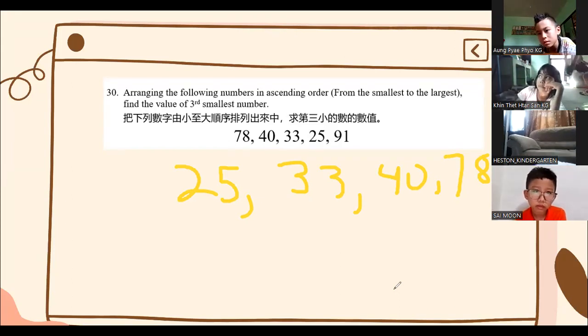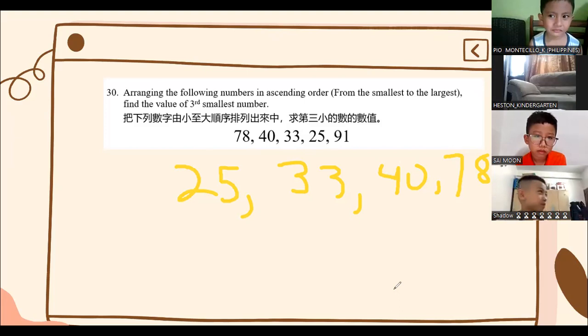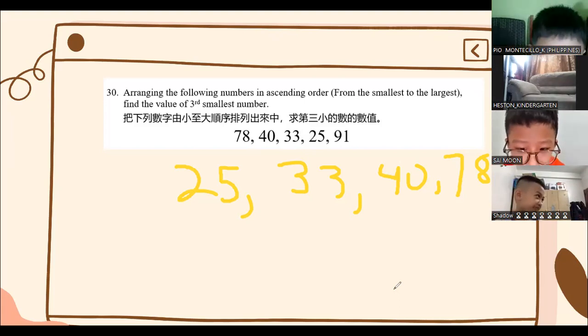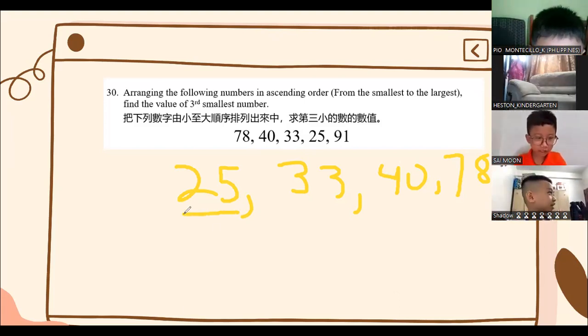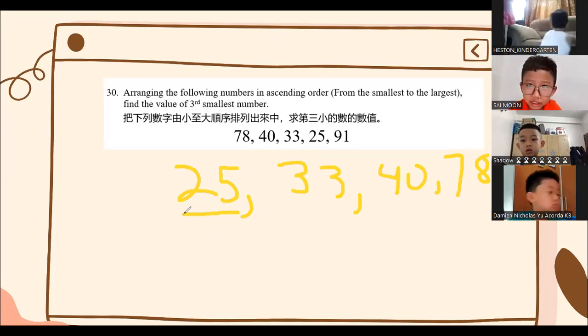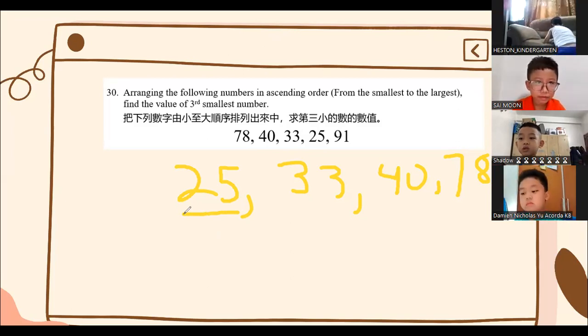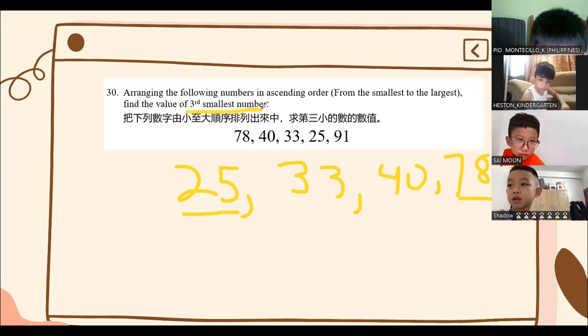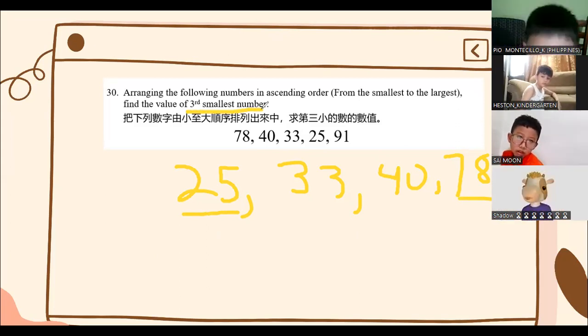Listen first. My question is, which number is the first smallest number? 25 is our first. How about the fourth smallest number? 78. Here in question number 30, it asks you to get the third smallest. So basically it's not the smallest of all, it's just the third.